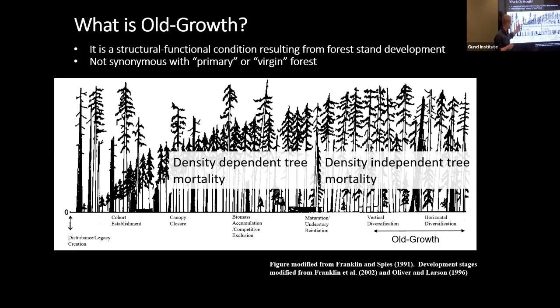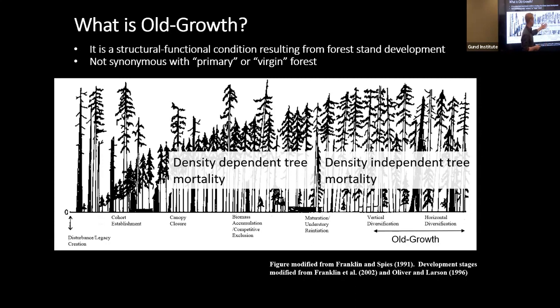density-dependent mortality. This is essentially competition between trees, self-thinning that breaks apart the canopy, brings light to the forest floor, allows shade-tolerant species to regenerate, then develop vertically, giving you a multi-layered canopy. And then other mortality processes like density-independent mortality that occurs late in ecological succession.